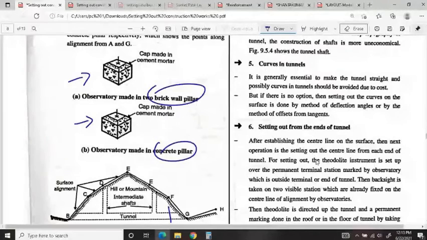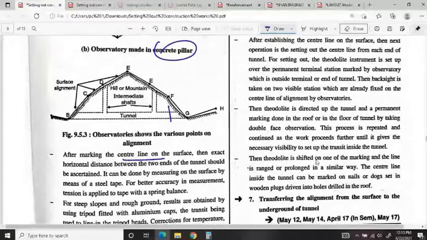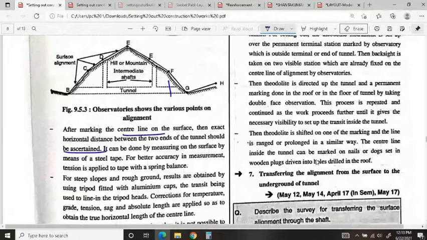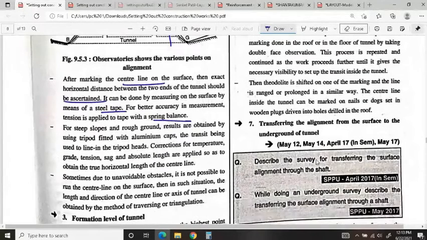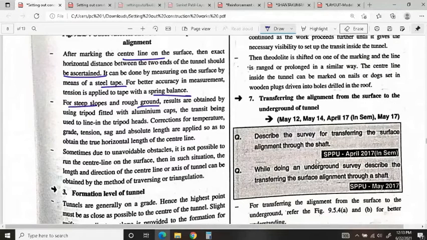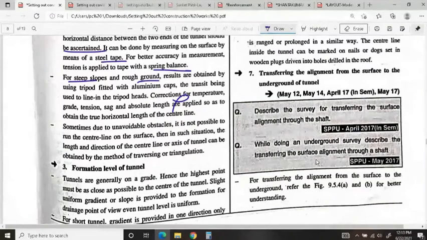So after making the center line on the surface, the exact horizontal distance between the two ends of the tunnel should be ascertained. It can be done by measuring on the surface by means of a steel tape. For better accuracy in the measurement, tension is applied to the tape with a spring balance. For steep slope and rough ground, the results are obtained by using a tripod fitted with an aluminum cap. The transit is used in line on the tripod heads, with corrections for temperature. So we have different types of corrections applied for the tapes, that is, due to expansion, contraction, etc.